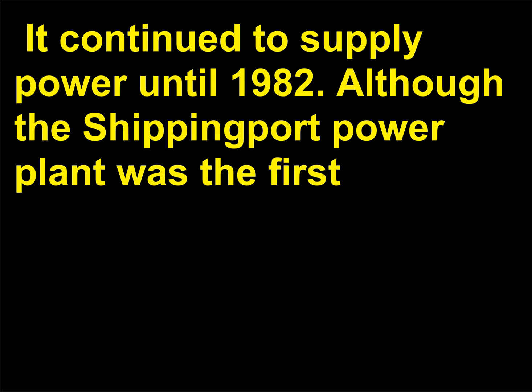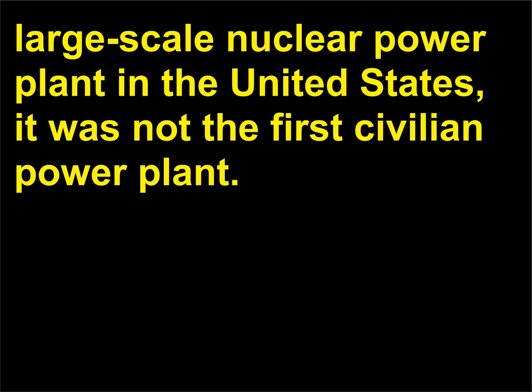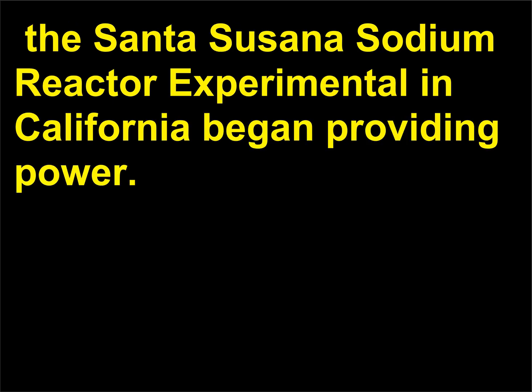Although the Shippingport power plant was the first large-scale nuclear power plant in the United States, it was not the first civilian power plant. A few months earlier, in July 1957, the Santa Susana sodium reactor experimental in California began providing power.